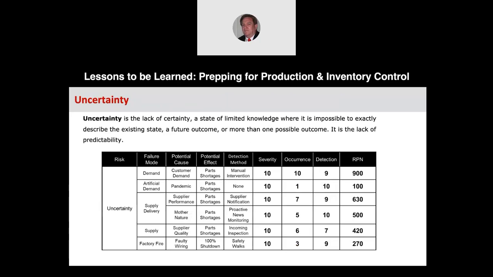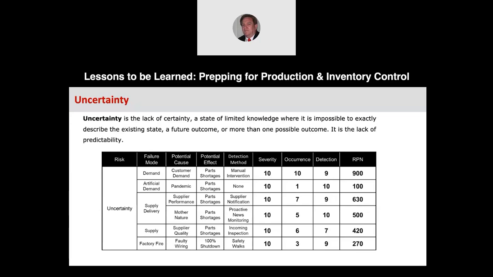So uncertainty is a lack of certainty. It's a state of limited knowledge where it's not possible to exactly describe the existing state or what the future outcome might be, and there is more than one possible outcome. So it's kind of the lack of predictability. Here, number one at the top of the list at 900 is demand. Customer demand, part shortages. You got the same score on the volatility. You got artificial demand, same score. Supplier performance, same.